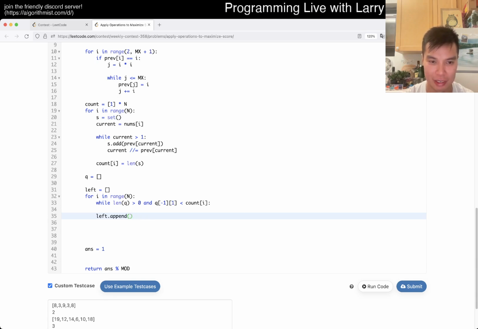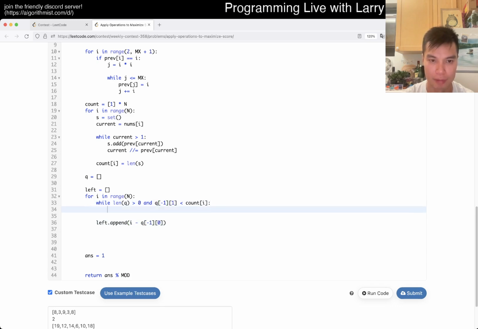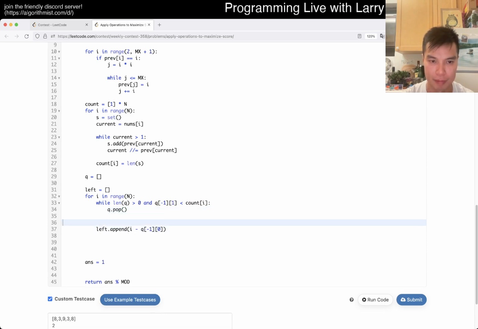Let's see. Q, this minus I, so we have this degree of freedom on here. Pop. Right. And then we append, let's see, this number. What am I doing? I is on the third, counts of I, right? Okay.